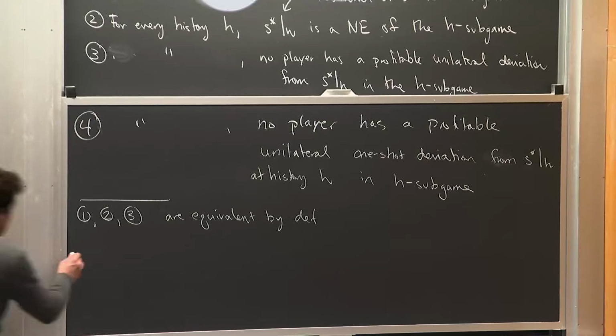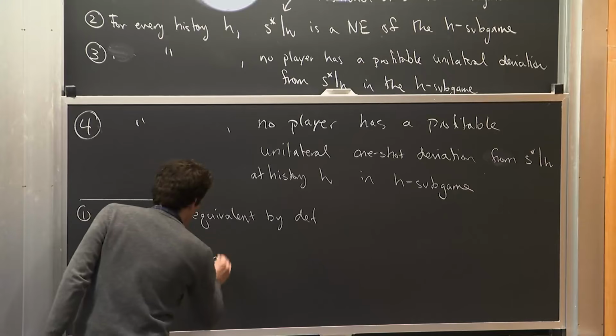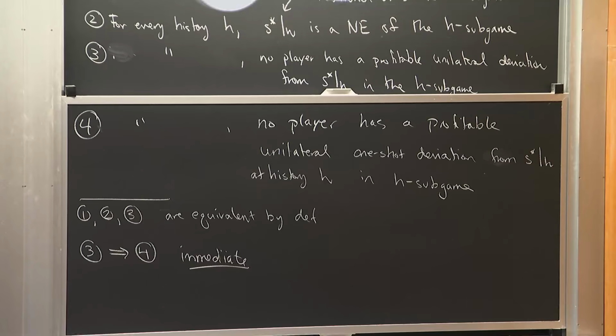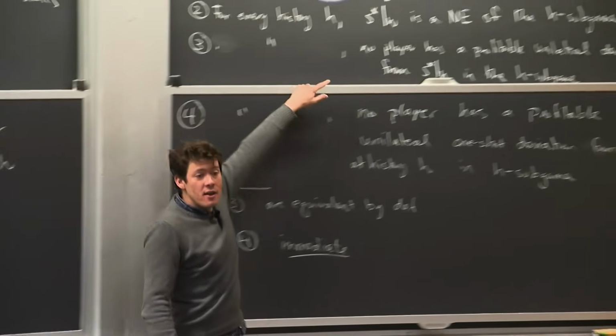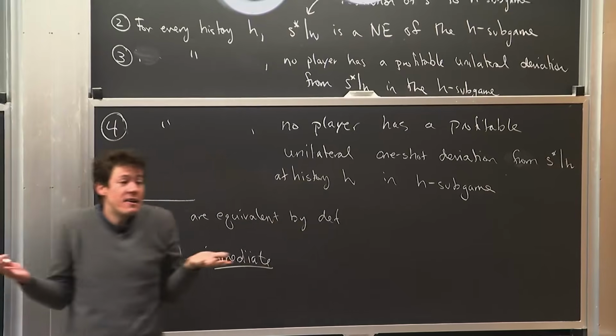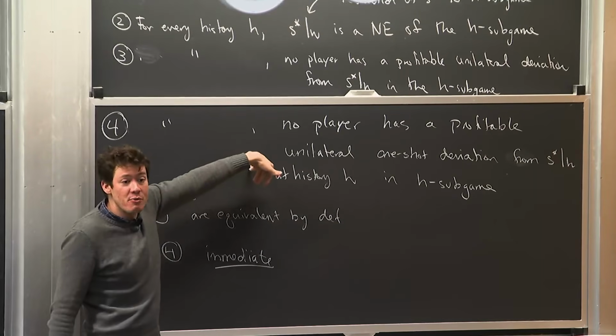And then the implication from 3 to 4 is also immediate. Why is this immediate? Yeah? Because a one-shot deviation is a type of unilateral deviation? Exactly. If I already know that there's no deviation that's profitable, well, certainly there can't be a profitable one-shot deviation, because that's just a special kind of deviation. So again, not a trick question, just really easy. If we know nothing is profitable, then certainly this special kind of thing can't be profitable, right?